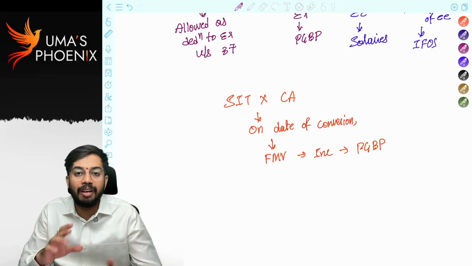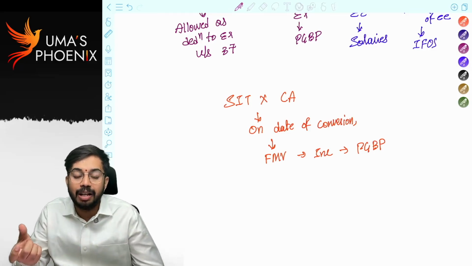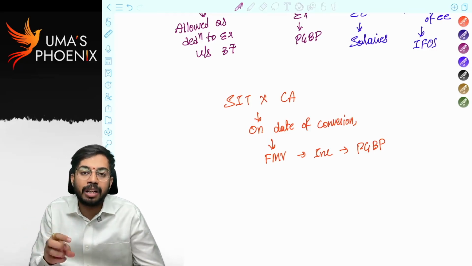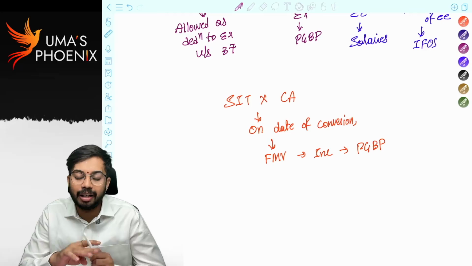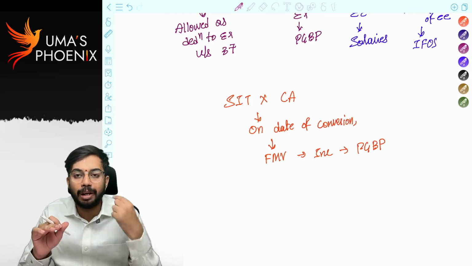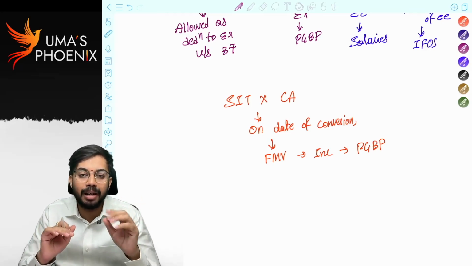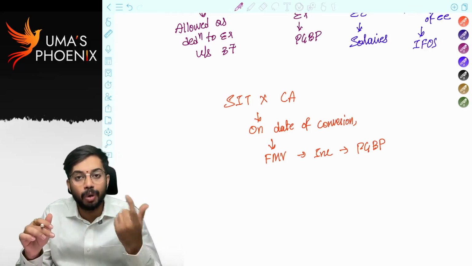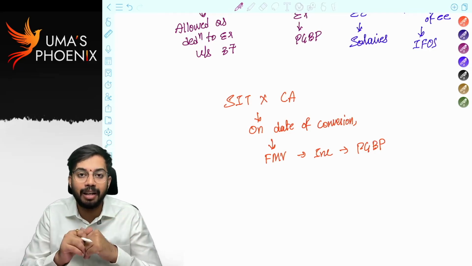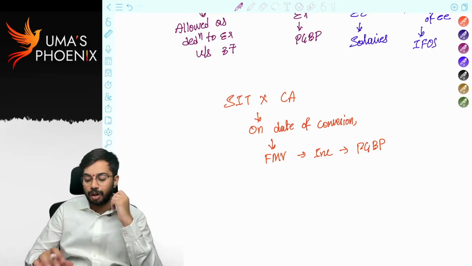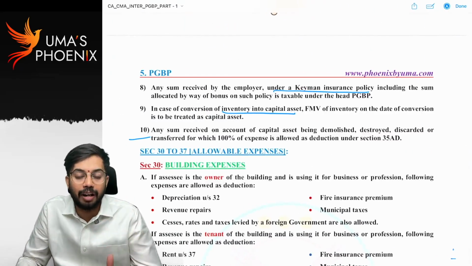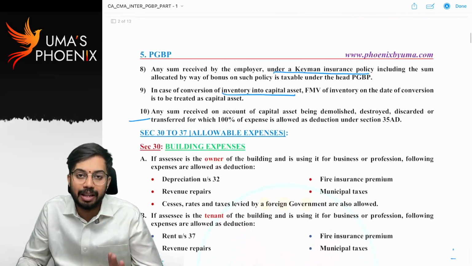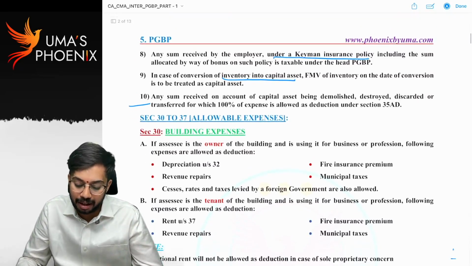So whenever I convert stock in trade into capital asset, then on the day on which I am converting, I have to check the fair market value of the stock in trade. When I brought that gold bangle to my home, the fair market value of the gold bangle is 40,000 rupees. Now this 40,000 rupees is considered as income in the gold business, and that 40,000 is taxable under the head PGBP. So on conversion of stock in trade into capital asset, on the date of conversion, the fair market value is considered as income, and such income is taxable under the head PGBP.